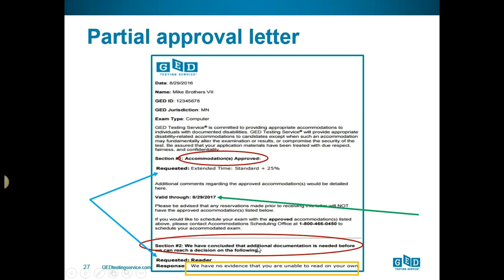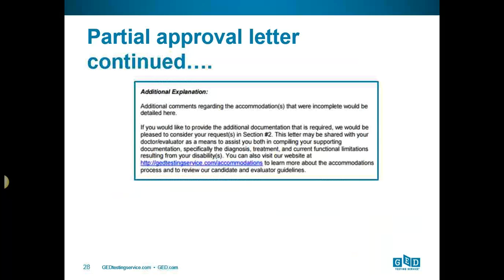Down here, the accommodations team is saying that they've concluded that additional documentation is needed before they can reach a decision on the student's request for a reader. And in the yellow rectangle, the accommodations team goes further to state that they have no evidence right now that the student is unable to read on their own. And below that, the student would see this paragraph, which is basically the accommodations team letting the student know that they are free to share this letter with their doctor, with their physician, as a means to assist them both in compiling the necessary supporting documentation that the student would need to submit to the accommodations team.